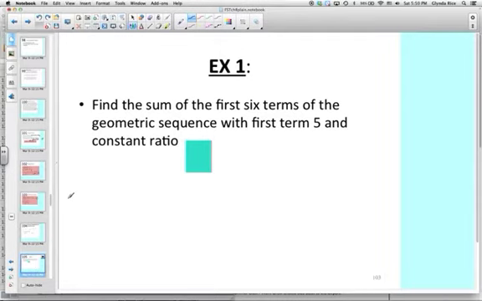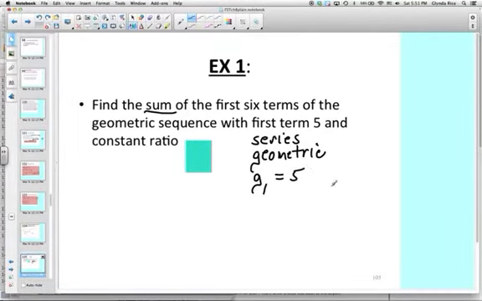Okay, find the sum of the first six terms of the geometric sequence with first term 5 and constant ratio. So we ask ourselves, self, sequence or series? It says sum, so series. Next term, arithmetic or geometric? Well, this one was easy because it says geometric. Okay, so what's the first term? 5. What's the constant ratio? It's covered up. Let's find it. -4/3.